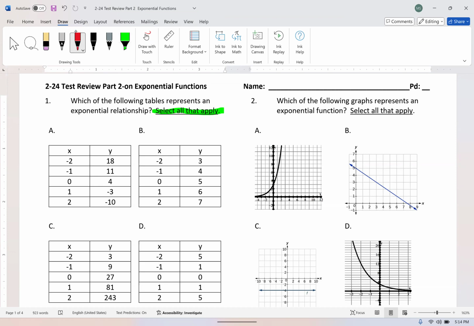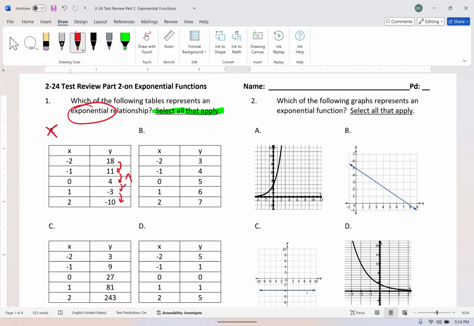So first of all, if I'm looking for an exponential relationship, that means I am consistently multiplying by the same number every time, or I'm consistently dividing by the same number every time. So looking at answer choice A, each time we are not multiplying, but instead we are subtracting by 7 each time. So A is not an exponential function.